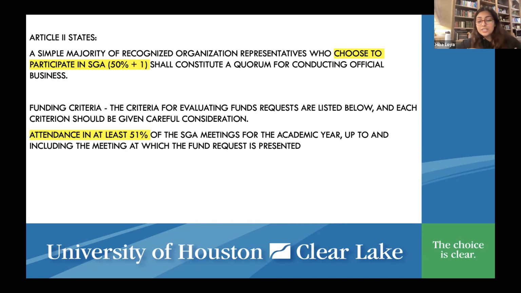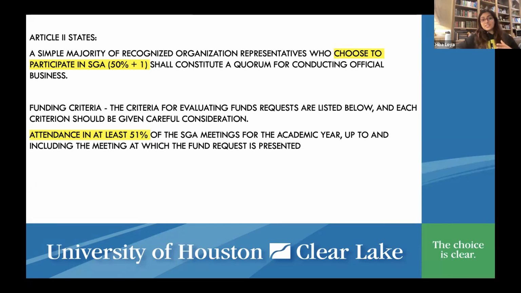And there's another section of the Constitution that was actually an amendment that explains the funding criteria. It says that attendance in at least 51% of the SGA meetings for the academic year is what's necessary for a student organization to be eligible for funds. So clearly, the Constitution as it stands right now is defining participation in SGA meetings as somebody who attends at least 50% or half of our SGA meetings.